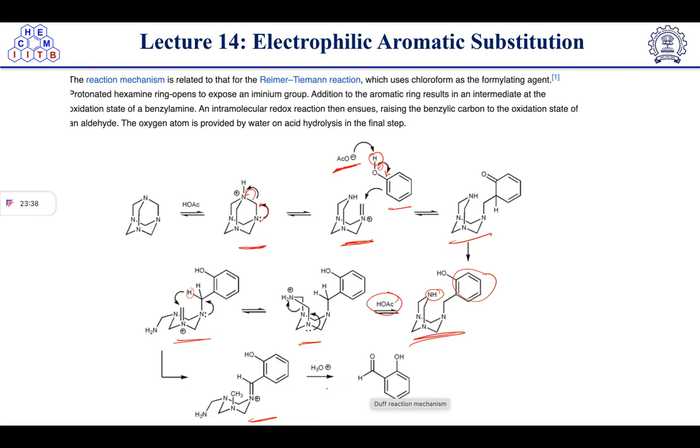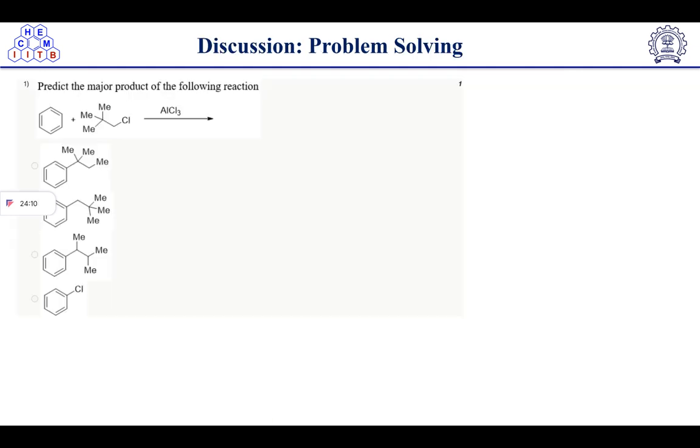Now on hydrolysis, this group will knock out. It will attack here, it will knock out, and we will get a hydroxyaldehyde benzene ring as a product, an aromatic ring as a product. So here at the ortho position this group is coming. It can also be done at the para position if the para position is free. If not, then ortho will be preferred.